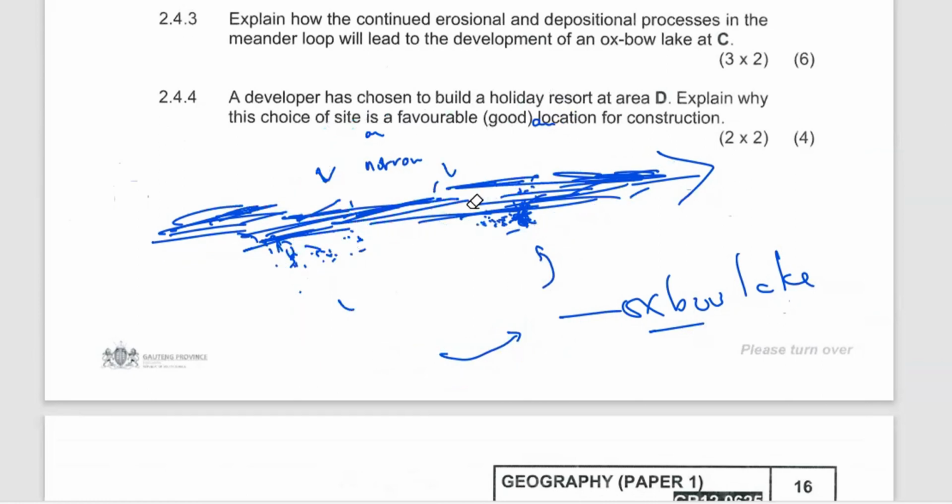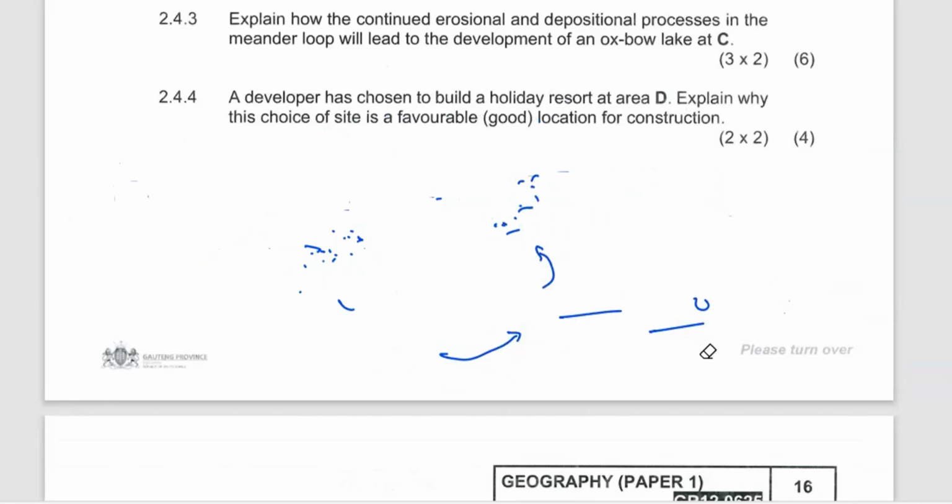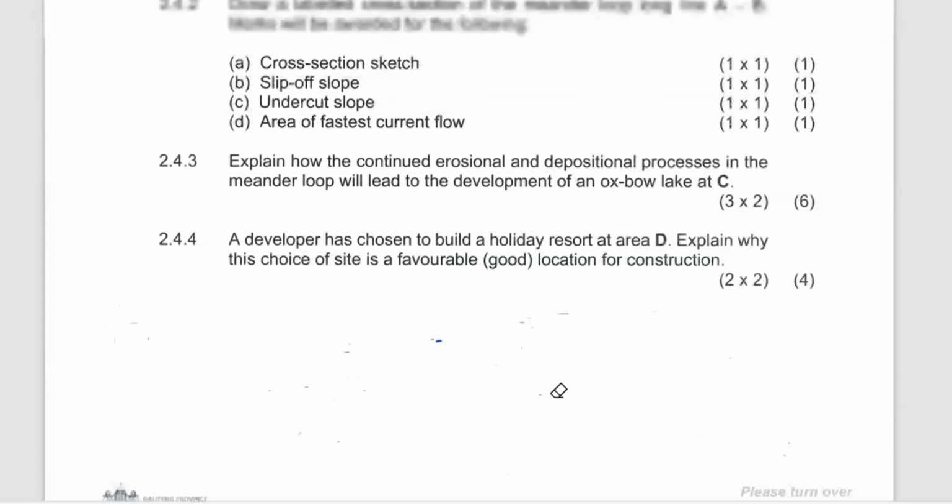Right, let's move on to the last question, number 2.44. The developer has chosen to develop a holiday resort at Area D. Explain why this choice of site is favorable, or is a good location for construction. Right, let's go and check on our illustration.